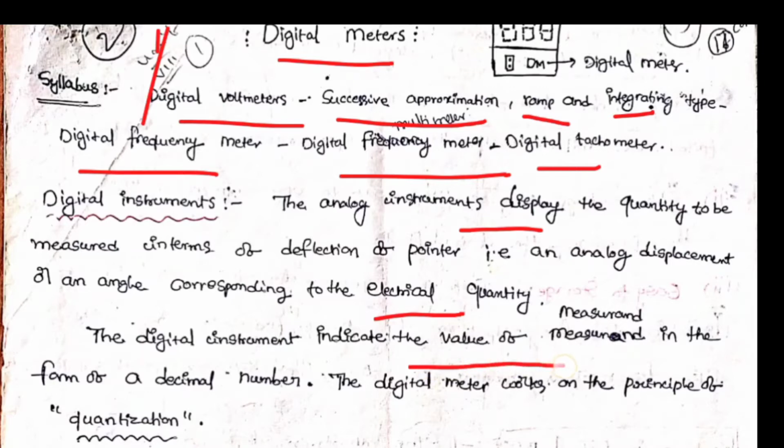A digital meter works on the principle of quantization. Directly it will display the signal in the form of a decimal number or digital number. The digital meter works on the principle of quantization. That is the main principle of a digital meter.